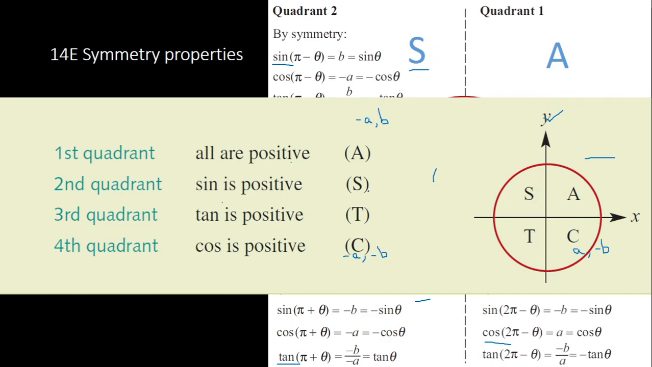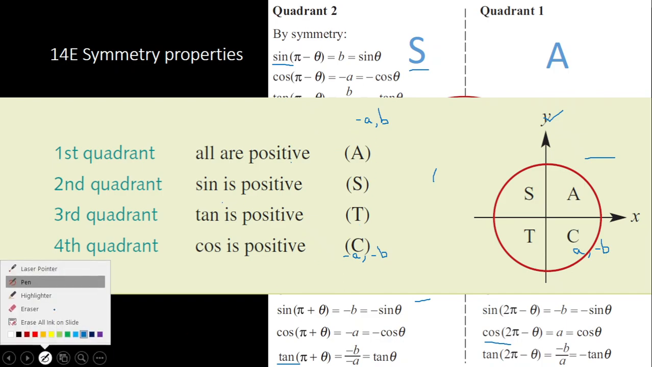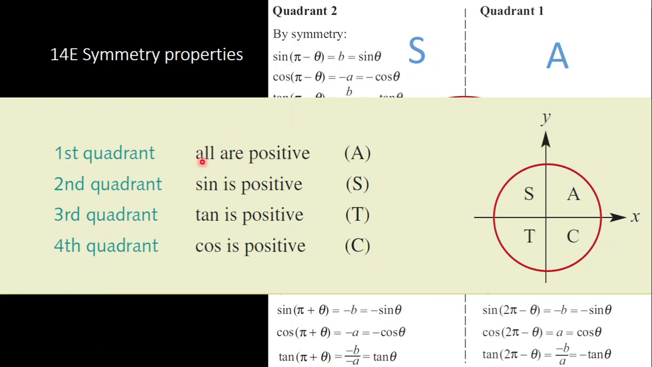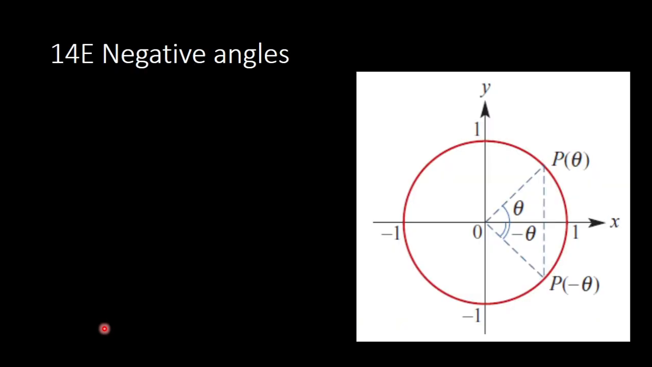So that's what we summarize here. Let me remove this, give me a sec. In your notes, you will have a summary of that: ASTC, all students to Craigieburn. And we're going to use that to simplify some of the calculations.